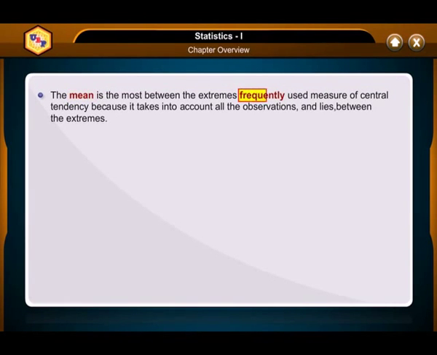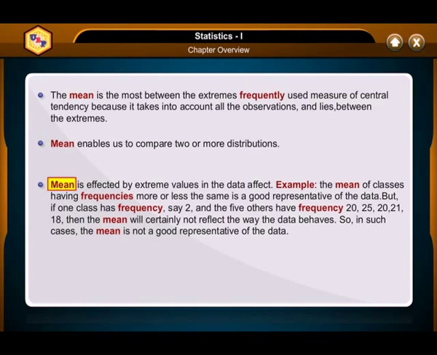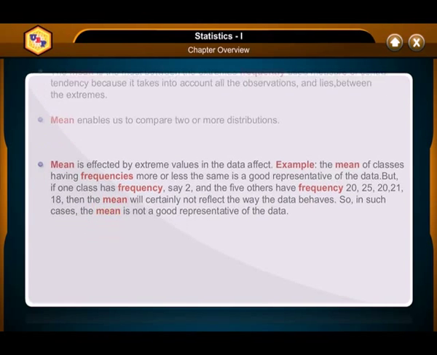The mean is the most frequently used measure of central tendency because it takes into account all the observations and lies between the extremes. Mean enables us to compare two or more distributions. Mean is affected by extreme values in the data. Example, the mean of classes having frequencies more or less the same is a good representative of the data. But if one class has frequency, say 2, and the 5 others have frequency 20, 25, 20, 21, 18, then the mean will certainly not reflect the way the data behaves. So in such cases, the mean is not a good representative of the data.